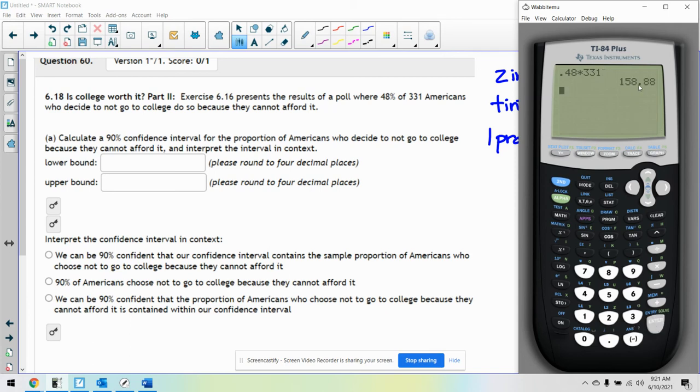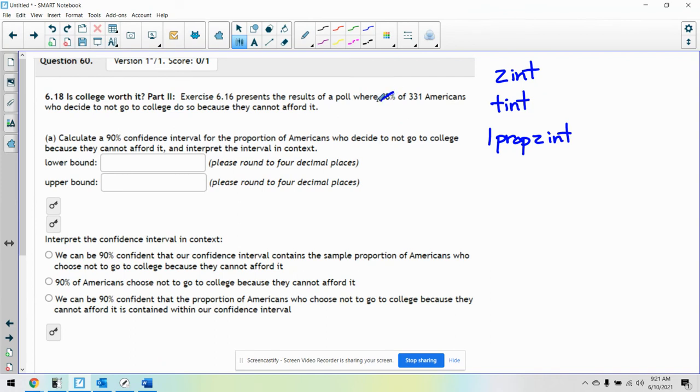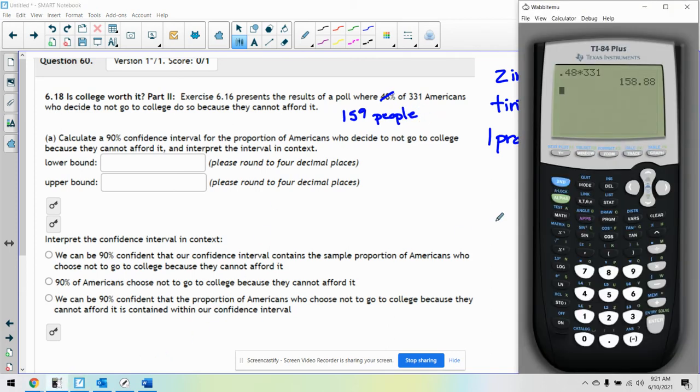So we'll round to the nearest person. So we'll say 159 people. Okay, 159 people. So really we can say 159 people of 331 said something. So back to stat, back to our tests, one prop Z interval. So the number of people out of my sample that satisfy whatever we're talking about is now 159. Don't use the percentage. Sample size is 331. And we want a 90% confidence interval, 0.90.